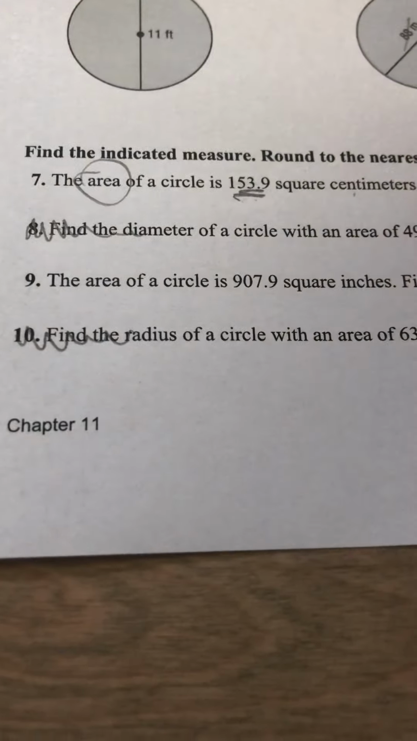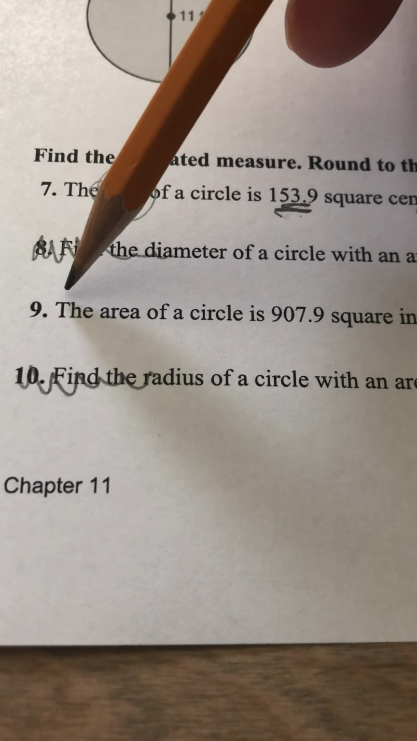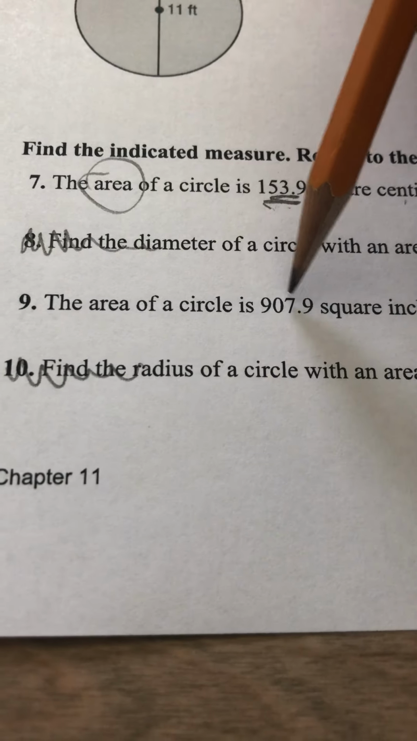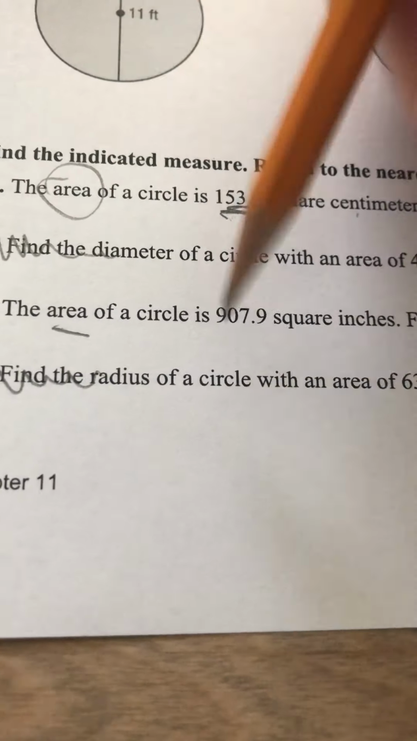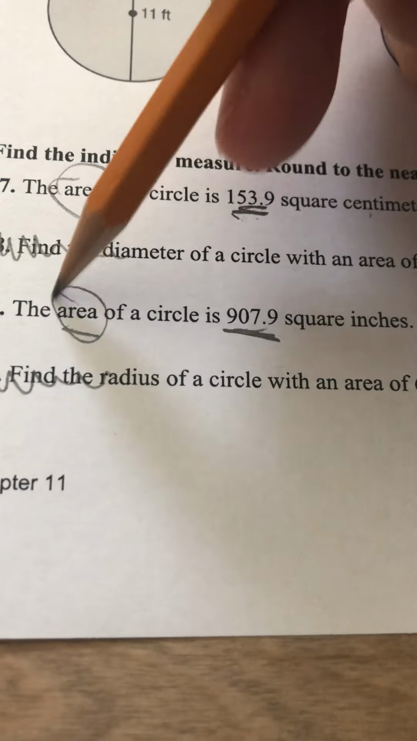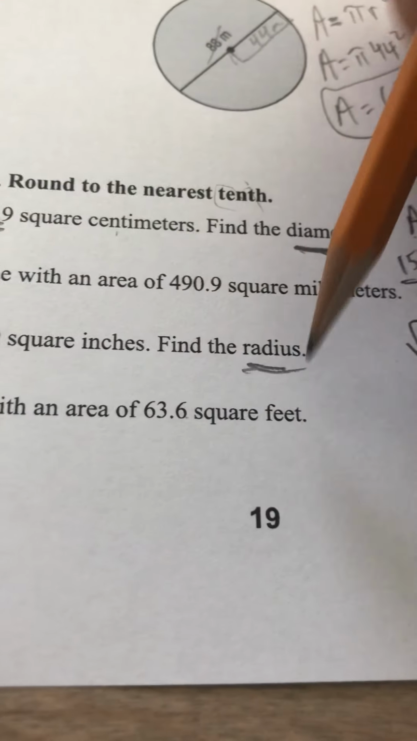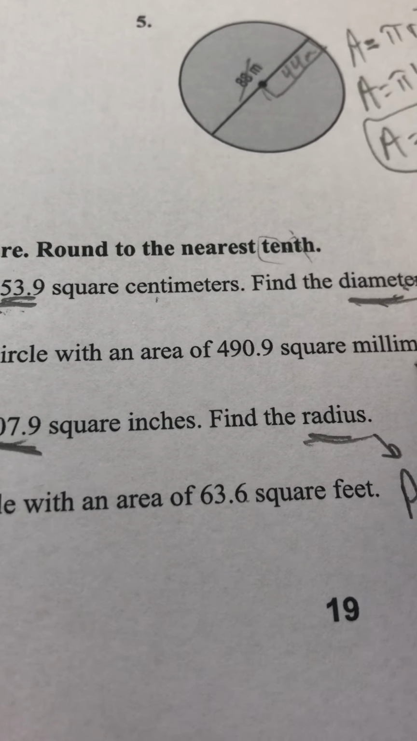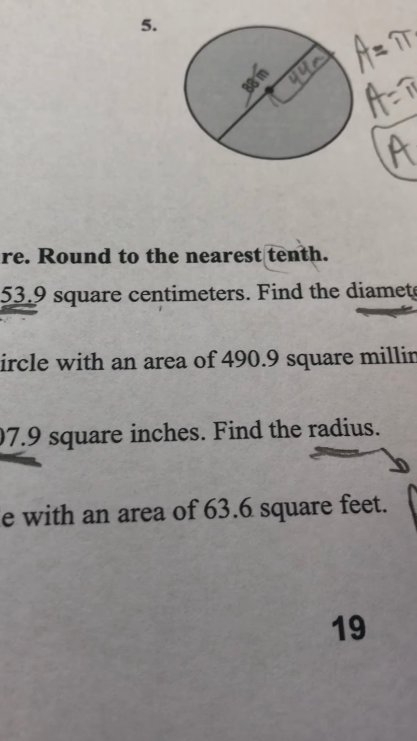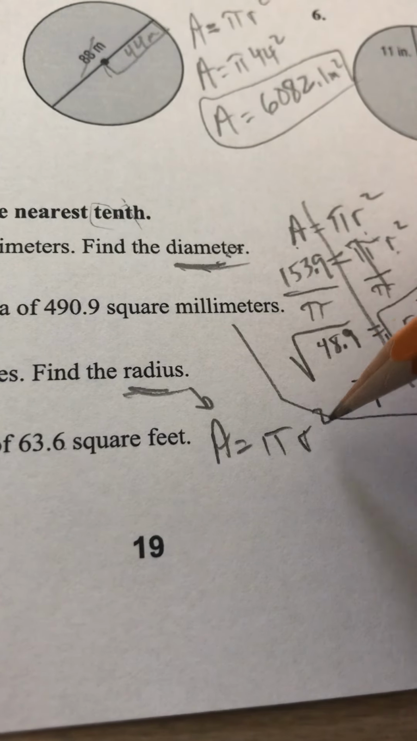All right, we scratched out 10. Now, number 9, the area of the circle is 907.9 inches squared. So we know what the area is. That's super important. We have to find what the radius is. So again, we're going to use the area of a circle, which is, here's my work for this. Area equals pi r squared.